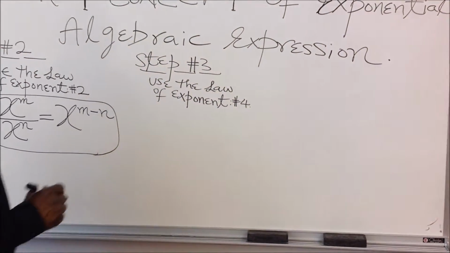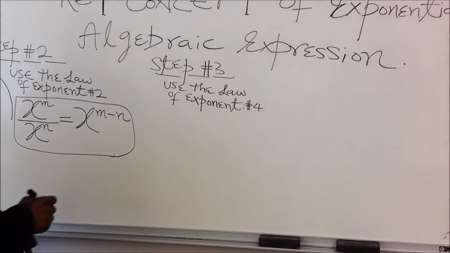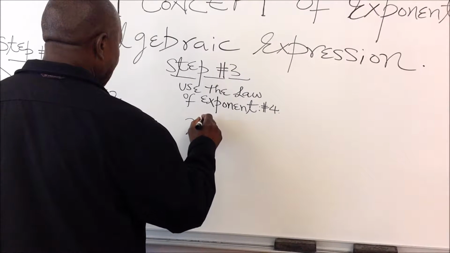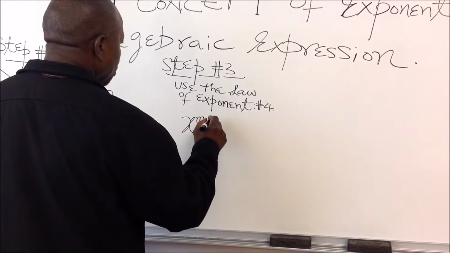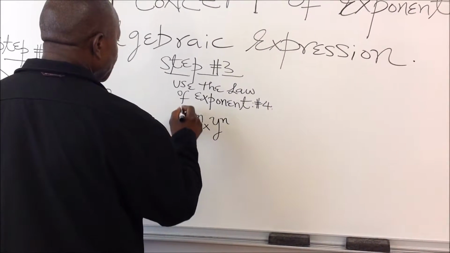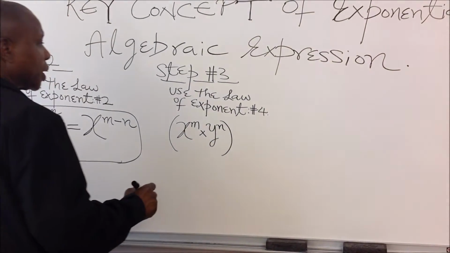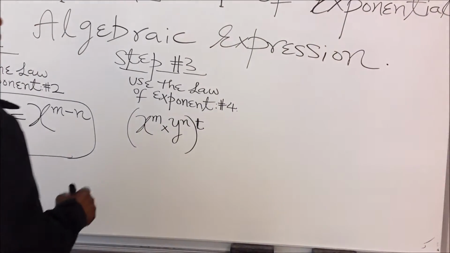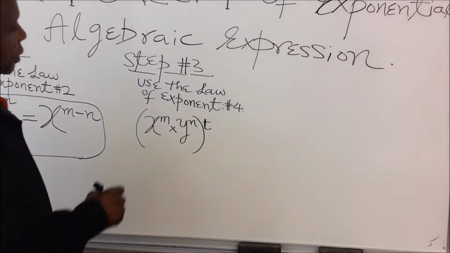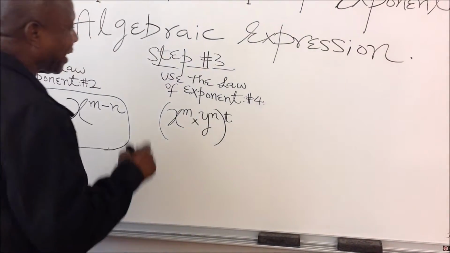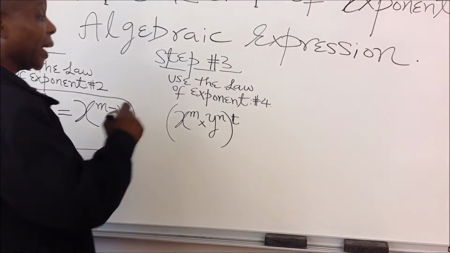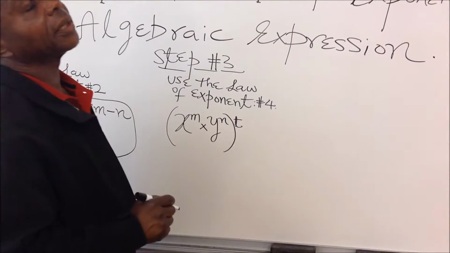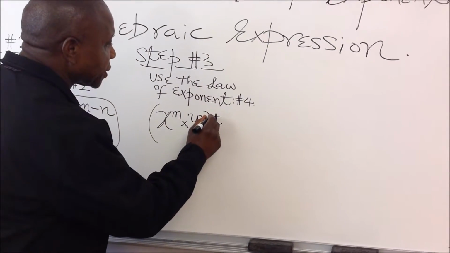What does this law say? It says that if you have x to the m times y to the n, and you take a power t of this product, you have a product inside the parentheses, namely x to the m times y to the n, where again x is any real number, y is any real number, and m and n are integers. And of course, t itself is an integer.